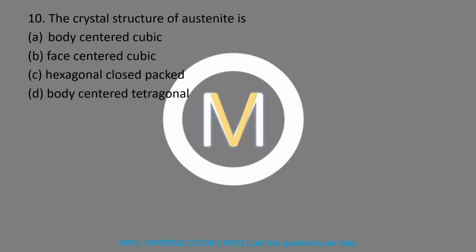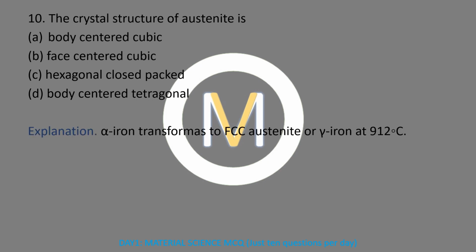Now the last question: the crystal structure of austenite is body centered cubic, face centered cubic, hexagonal close packed, or body centered tetragonal. So here, in austenite we are going from alpha to gamma, and gamma is FCC. We can also refer to the iron carbon diagram for this. So the gamma will be FCC structure.